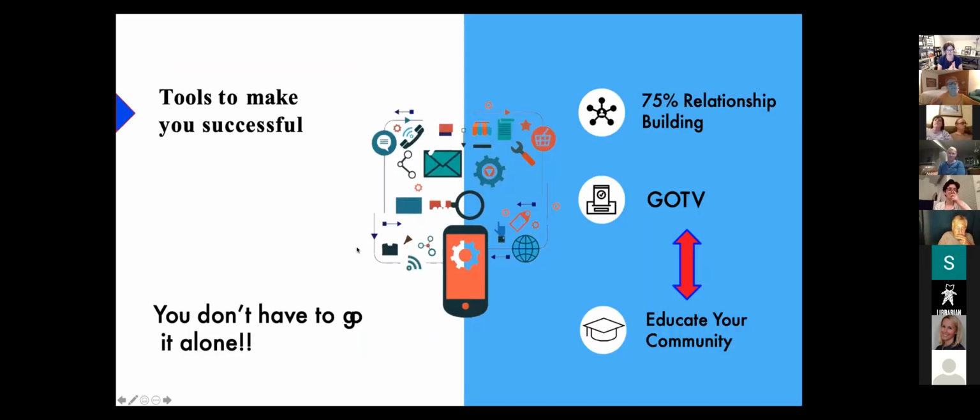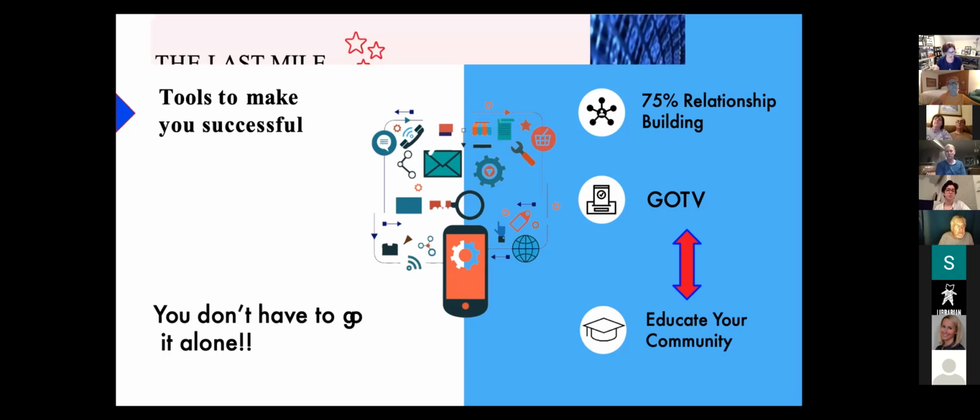Okay, now we're into the fun stuff. You've been doing all the work, everything for the last couple of months. You're in action. You're on the ballot. You've won your seat. Now you need to know how to be successful as a precinct chair. Remember, 75% of it is relationship building, and then the GOTV time, I call it go time, and you're educating your community.